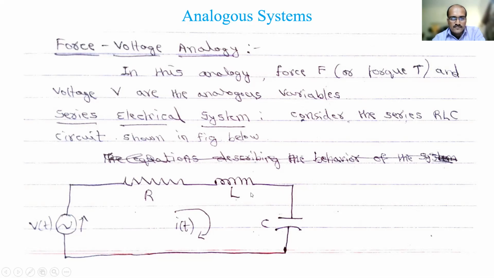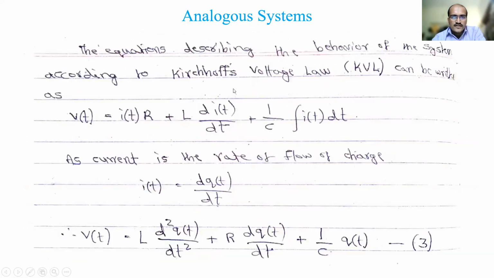That is the equation for this, and I have to write that equation in terms of charge. That is my intention. The equation describing the behavior of the RLC circuit, according to Kirchhoff's voltage law, can be written as, you are familiar with this, V of t equal to I of t into R, plus L into di of t by dt, plus 1 by C, integration I of t dt.